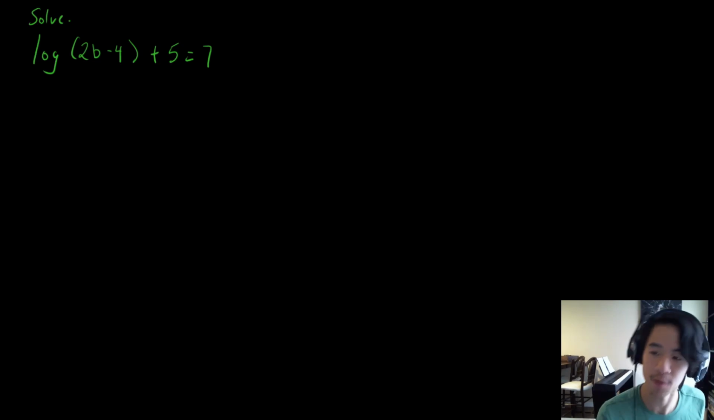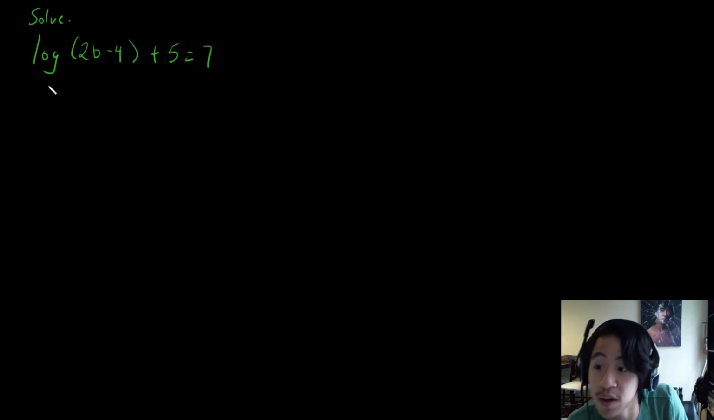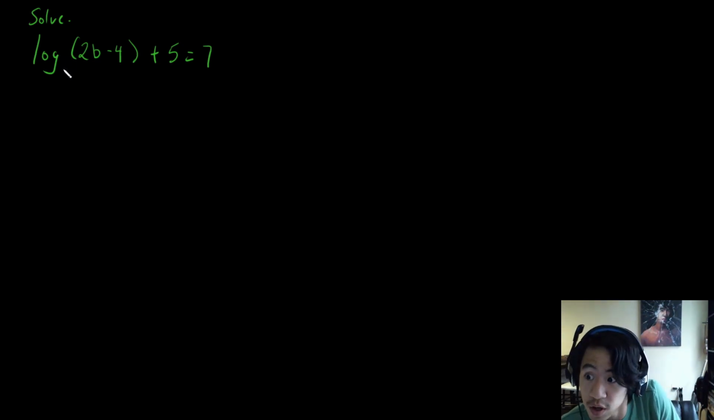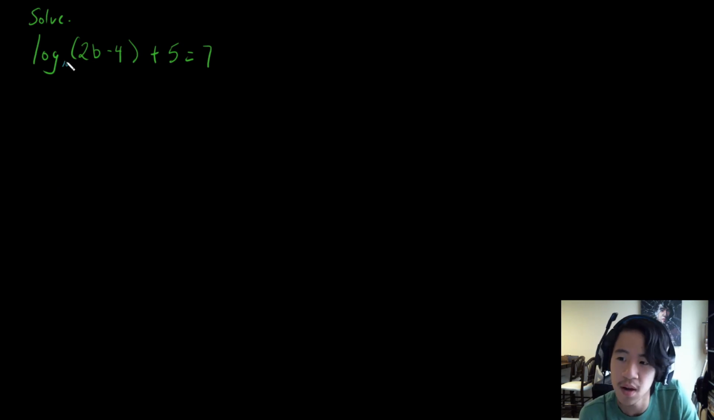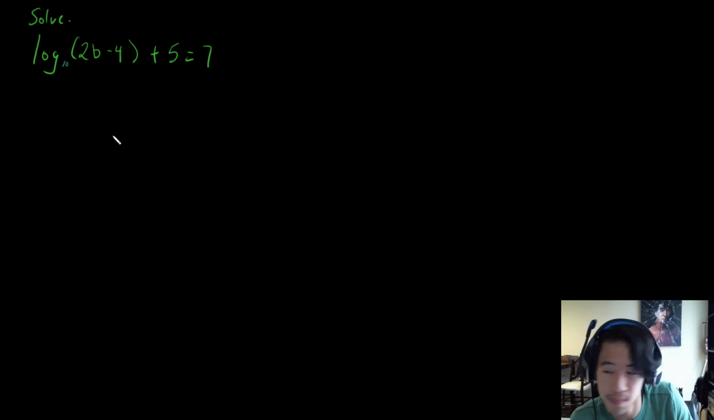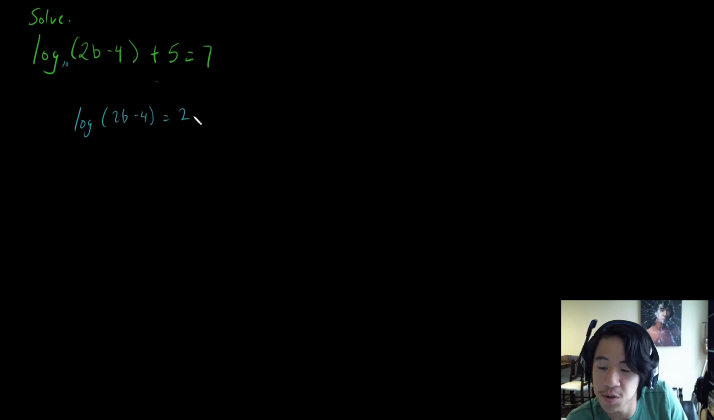Here's another example. In this case, we have a common log, so our base is going to be 10, just to remind you. I'm not going to do that after this, but remember, the common log is base 10. First things first, we're going to isolate our log, so we're going to subtract 5. So we have log of 2b minus 4 is equal to 2.